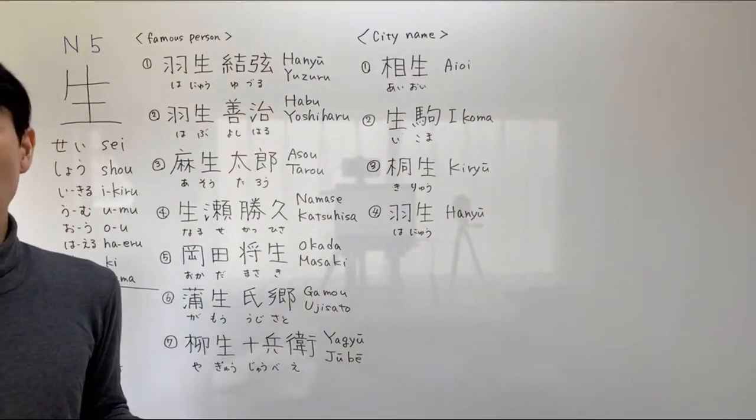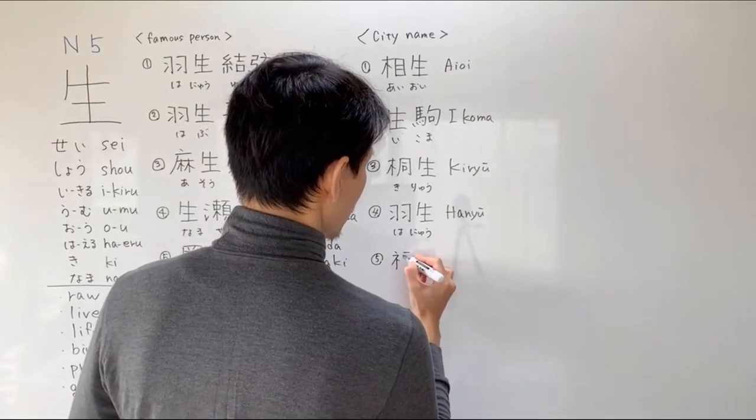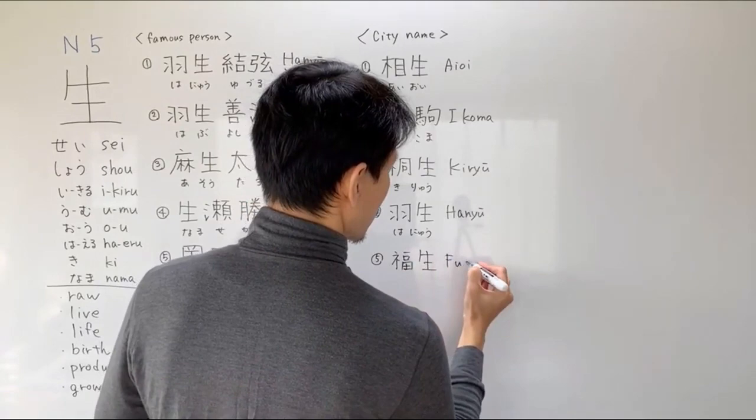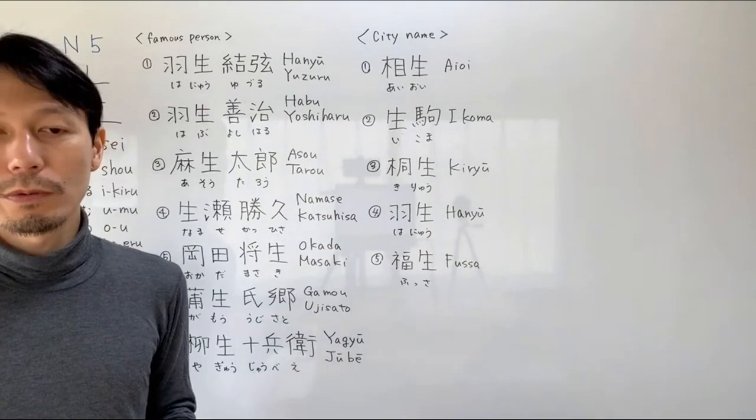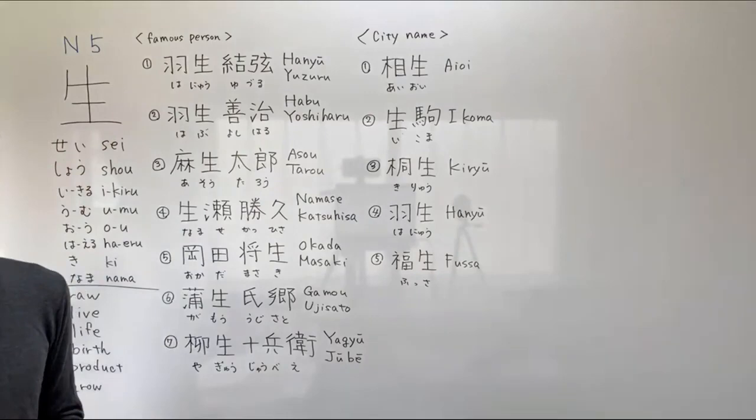And number five, Fussa City. It is also the name of a city in Tokyo Prefecture, Eastern Japan.